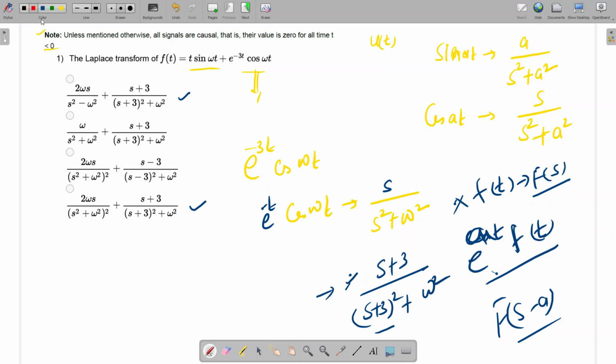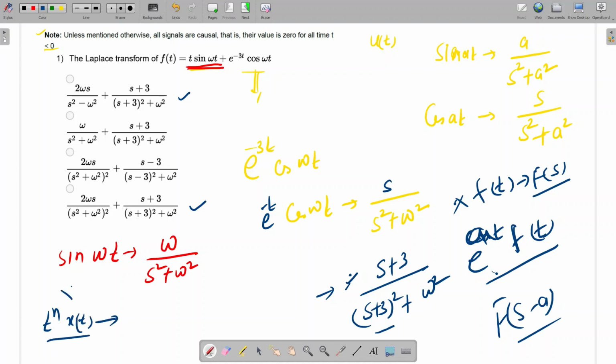Okay. Another term is t into sine omega t. So sine omega t Laplace is omega by s square plus omega square. And one rule is there: t to the power n into x of t. If x of t Laplace is X(s), then t to the power n x of t Laplace will be minus 1 to the power n d to the power n divided by ds to the power n into X(s). So here we have sine omega t.